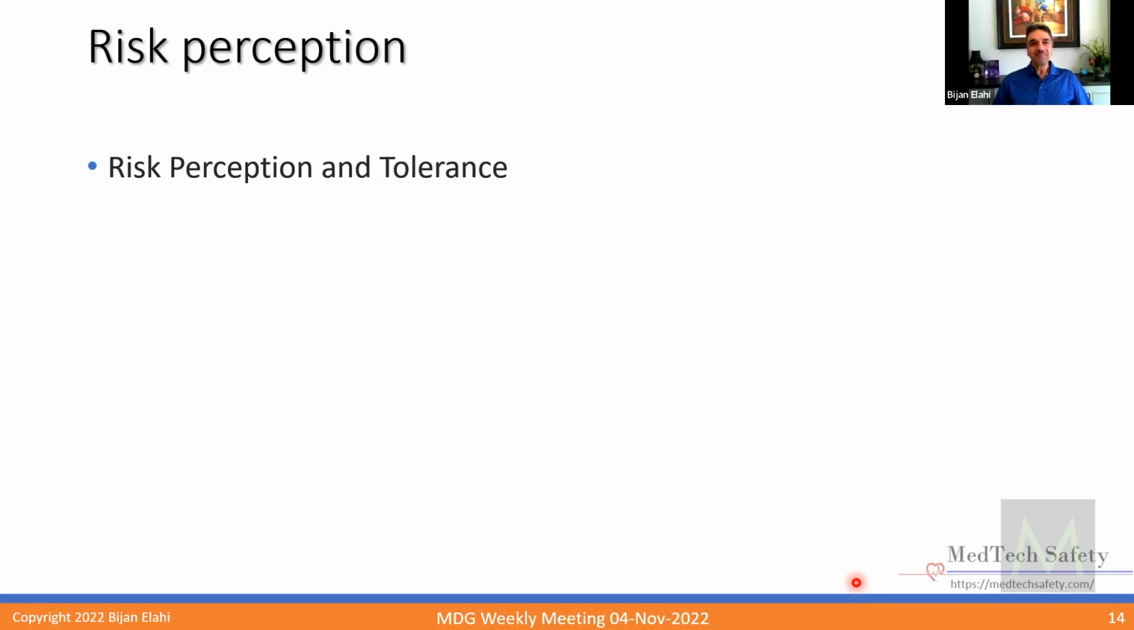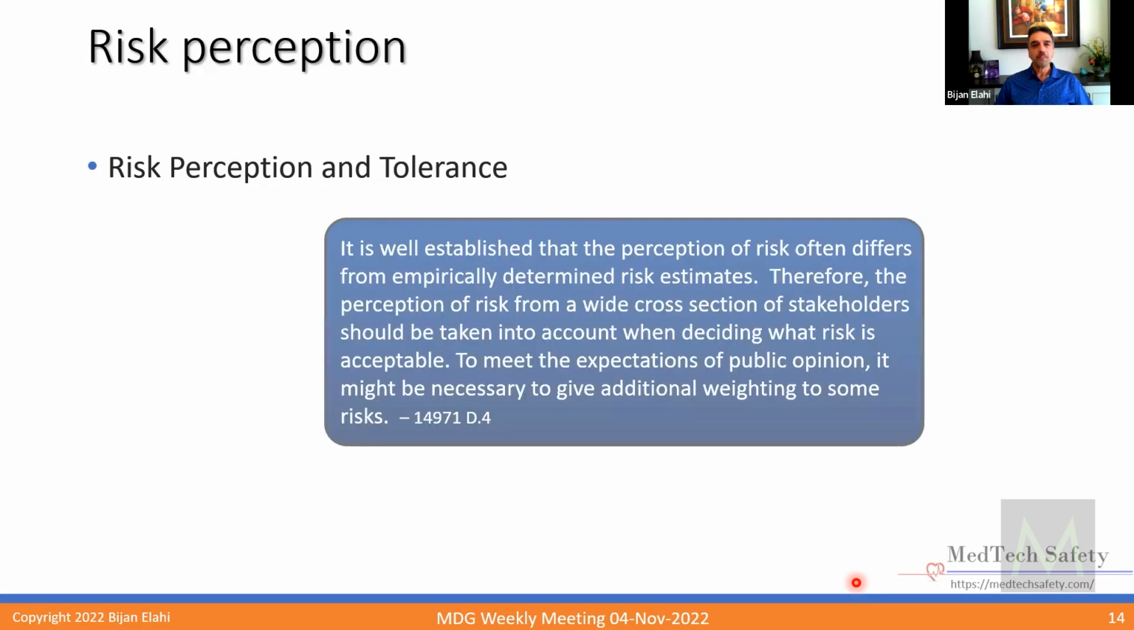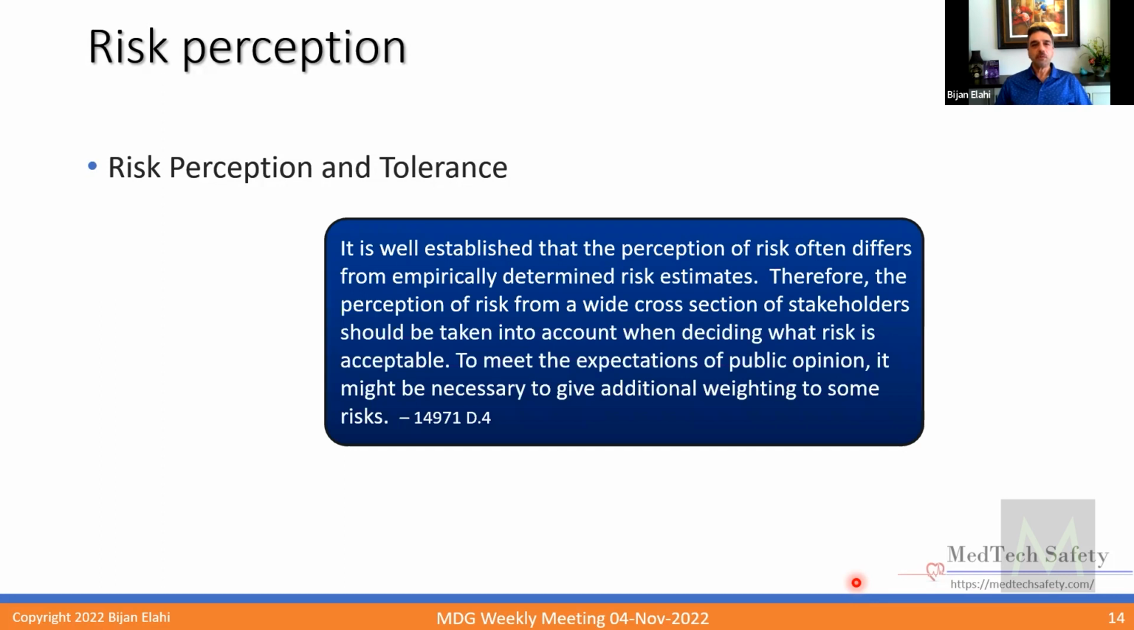So if you agree that risk perception and tolerance varies from person to person, you would not be wrong. In fact, if you look at paragraph D4 of edition 2 of ISO 14971, there is this sentence in there. It says, it is well established that the perception of risk often differs from empirically determined risk estimates. So what does that mean? It means we can do all the analysis and computations that we want on risk, but how people feel about risk is not necessarily in agreement with the computations.